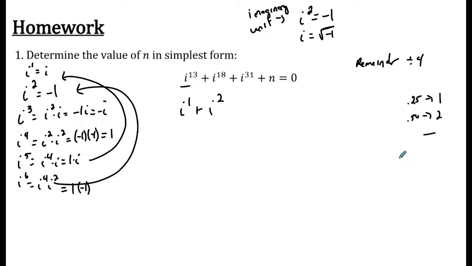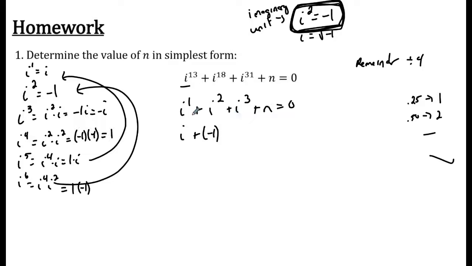i to the 31st, I can keep taking groups of 4: 4, 8, 12, 16, 20, 24, 28. So I have a remainder of 3 here, so that's i to the 3rd. Well, i to the 1st is i. You have to know i squared is -1. That is the biggest idea when we work with complex numbers.